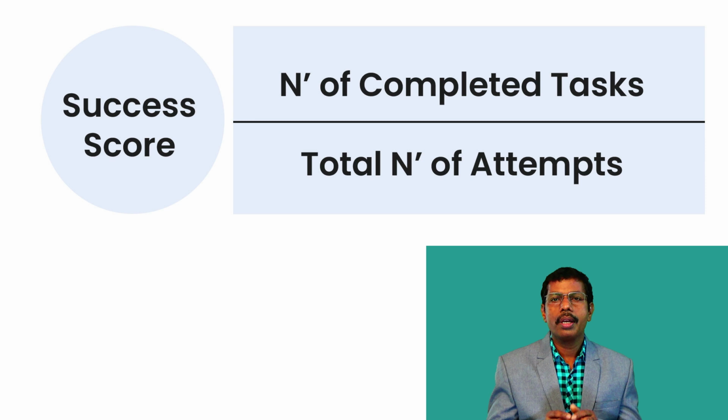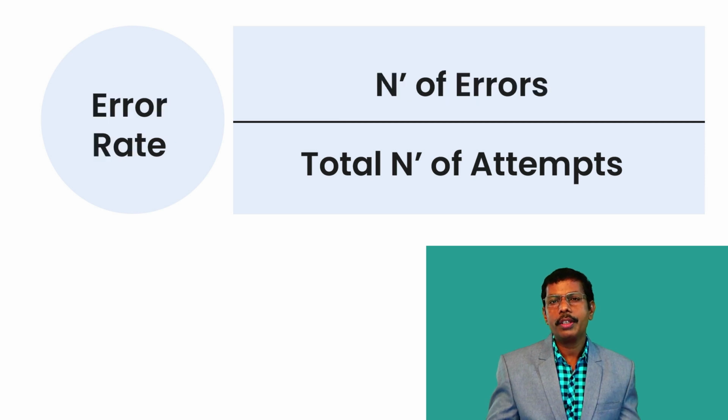The first one is the success or completion rate, which means that a user managed to complete a task that they were given. To calculate the success score, use the formula: number of completed tasks divided by the total number of attempts. The next one is number of errors. This gives you the number of errors a user committed while trying to complete a task.